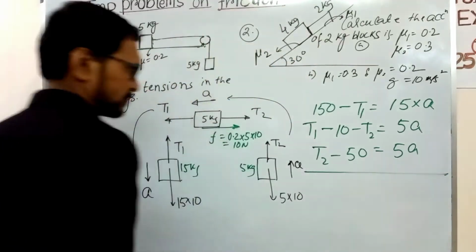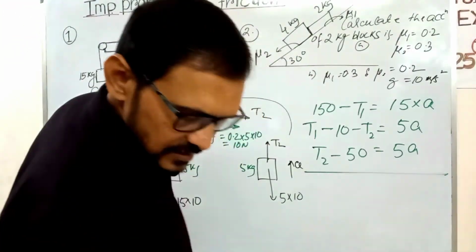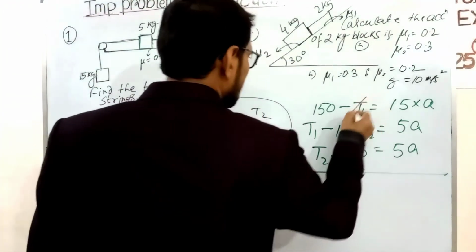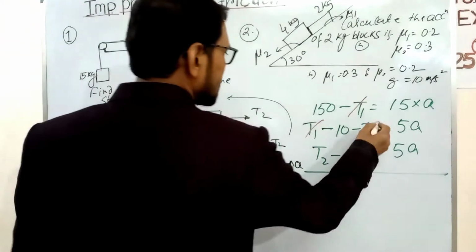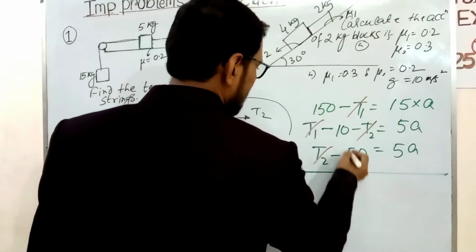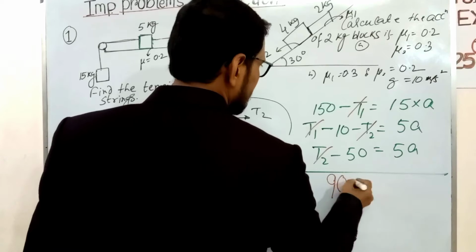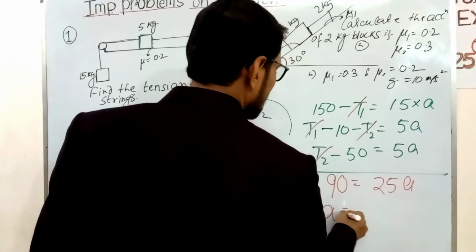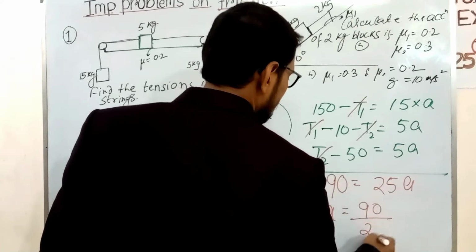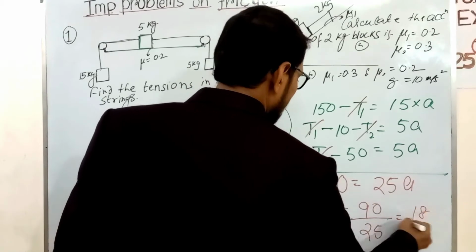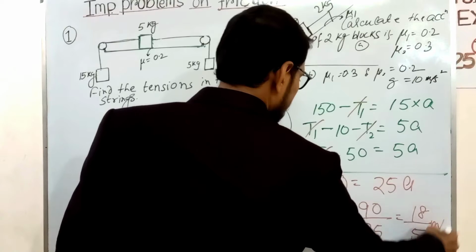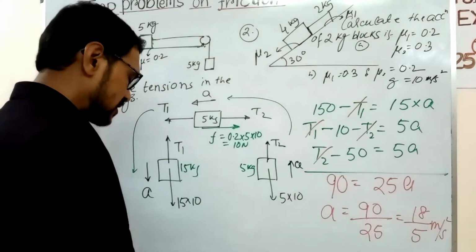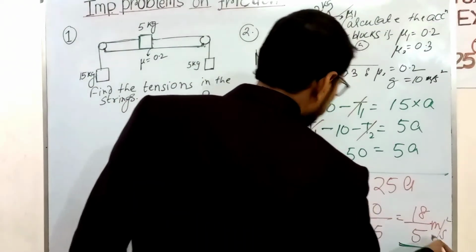Now add these, so T1 cancels, T2 cancels. So 150 minus 60, that is 90, equal to ma, 25a. So a equals 90 divided by 25, which is 18 by 5 meter per second square. Okay, so the acceleration we got is 18 by 5.